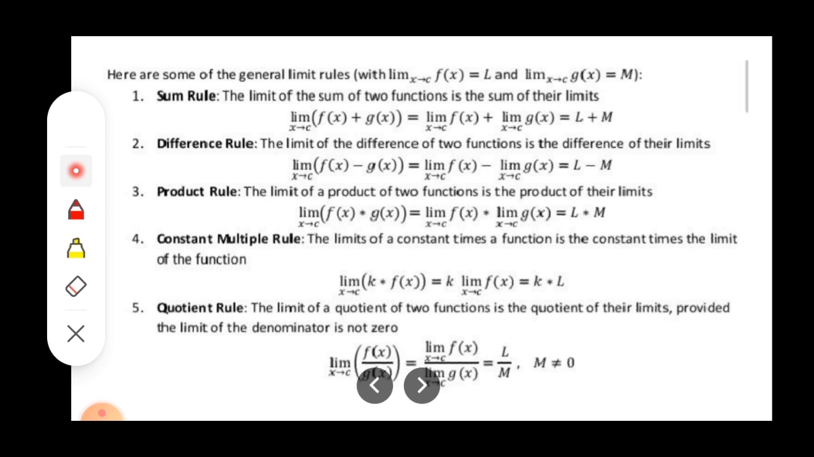Constant multiple rule. The limit of a constant times a function is the constant times the limit of the function. Quotient rule. The limit of a quotient of two functions is the quotient of their limits, provided the limit of the denominator is not 0.